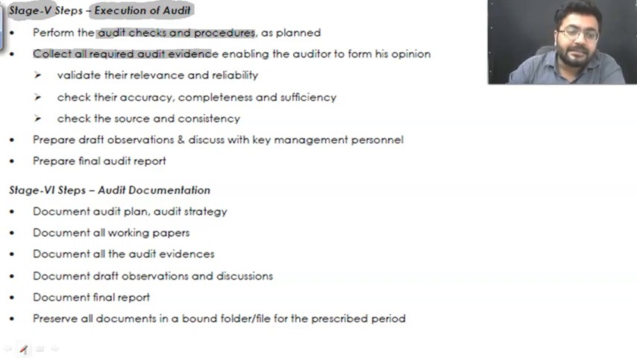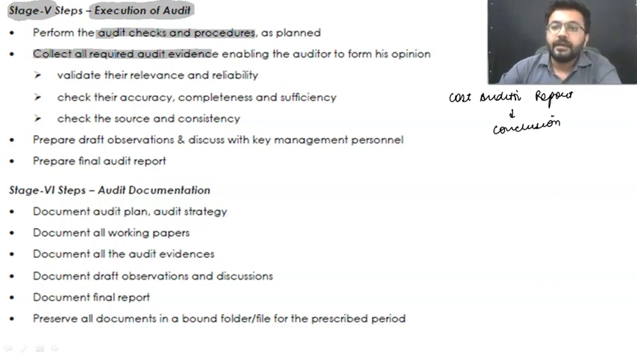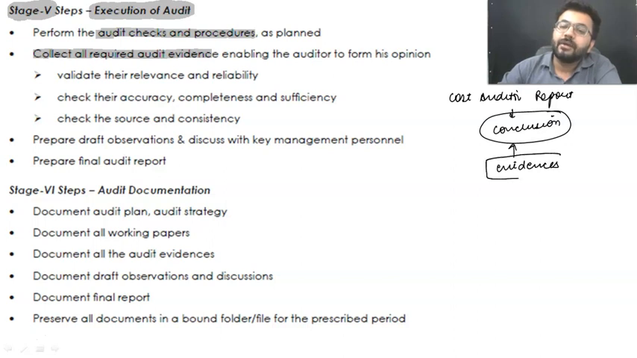See, as I have mentioned a lot of times, the cost auditor's report is all about drawing a conclusion, giving a particular result. And this conclusion cannot be given just like that, saying it's okay, this is my conclusion. It should be supported by evidence. Now these evidences are something which you obtain when you conduct the audit.